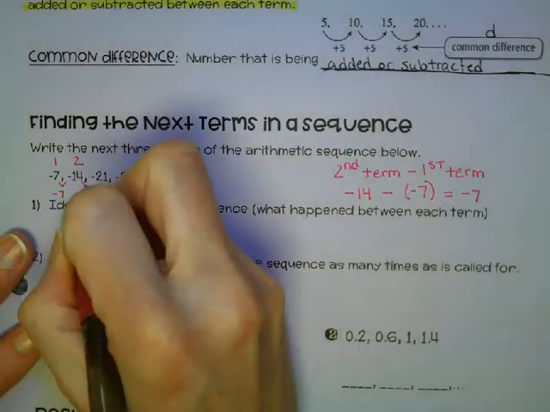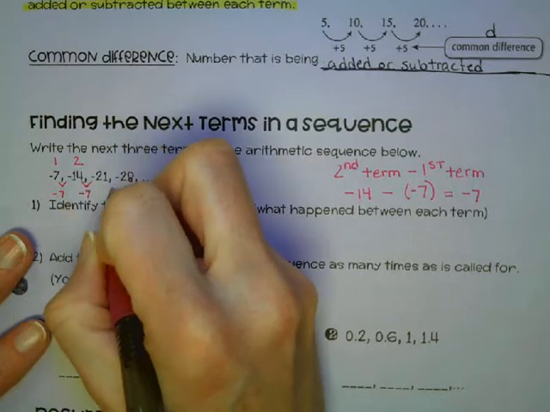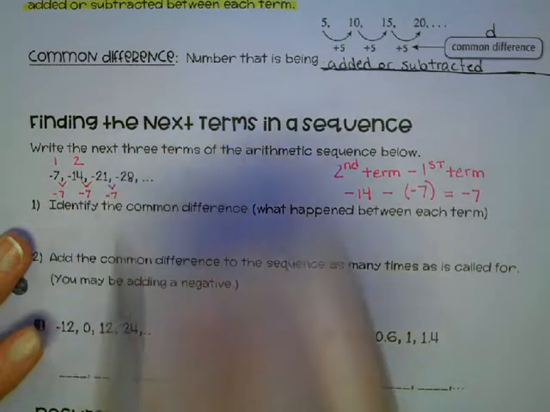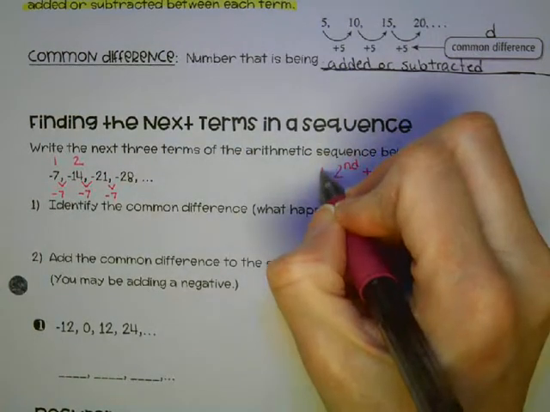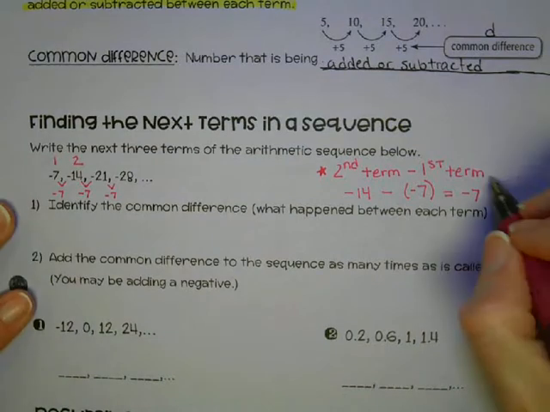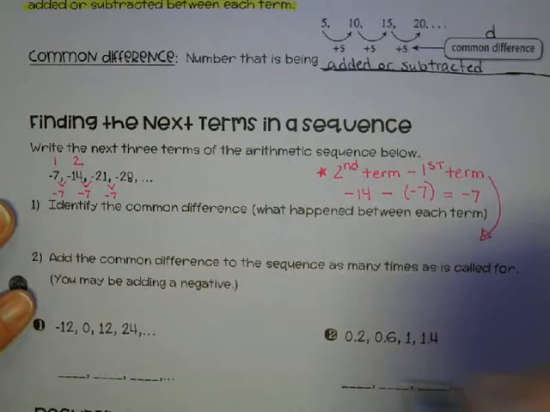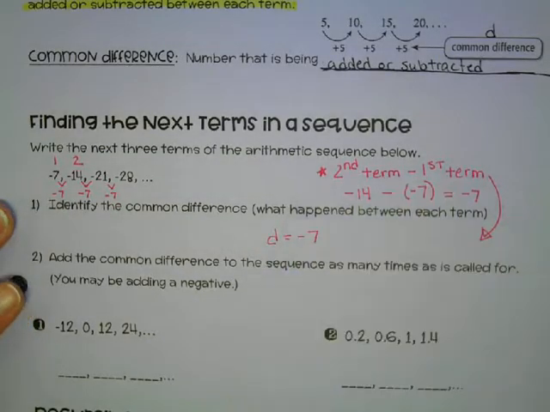So if you have negative 14 minus 7, you're going to go to negative 21. So the differences between all these are going down by 7. This is just a helpful way: how do I figure out what it's going down by? You subtract the second one minus the first one to figure out the difference between. So what is the difference? The difference equals negative 7. Add the common difference to the sequence as many times as asked for.